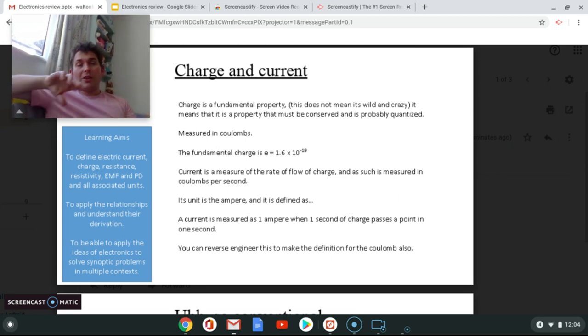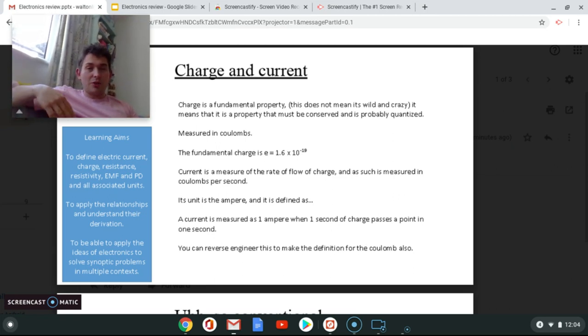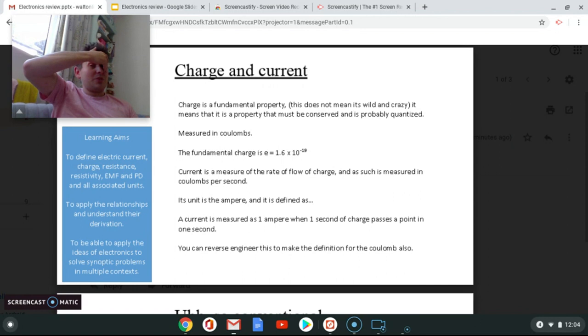So, charge and current. Basically, we're just going to go over everything really quickly, the basics, the fundamentals. Do reread the notes that are attached as well, and then do the questions. So, charge and current, you know what these are, but I'm just going to run through them.